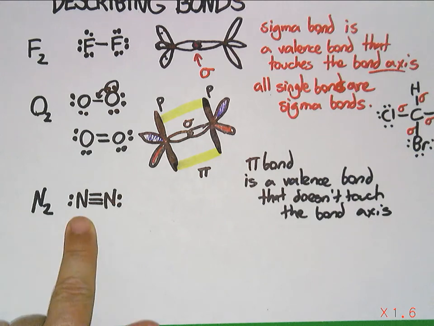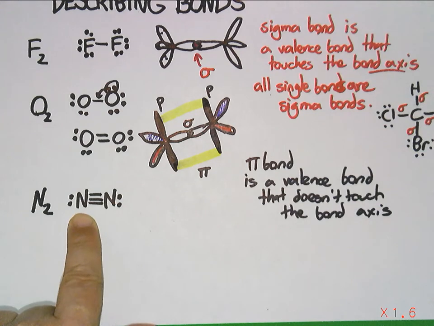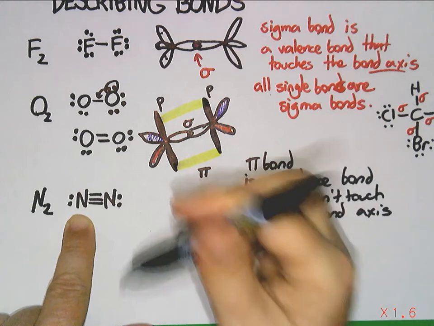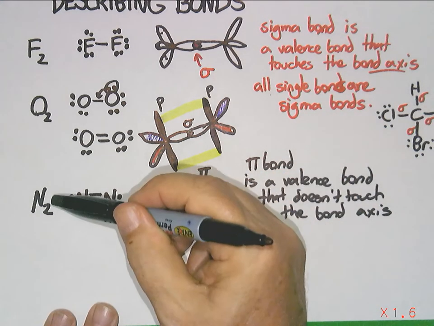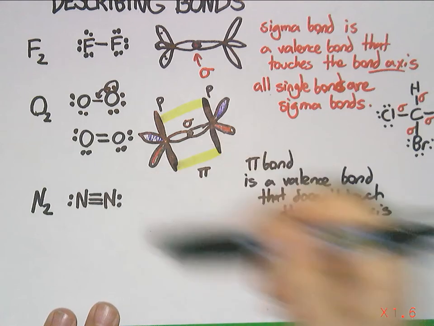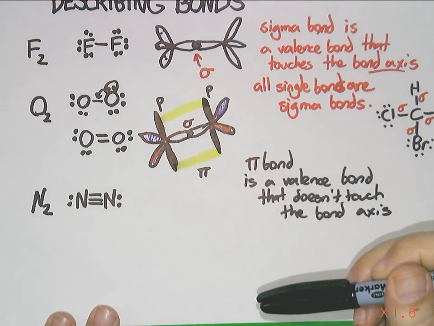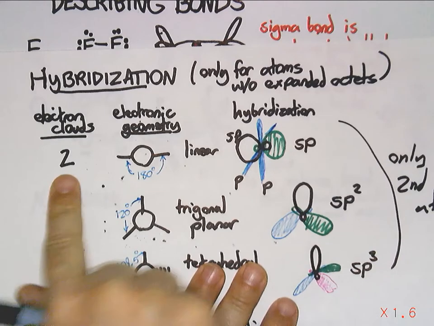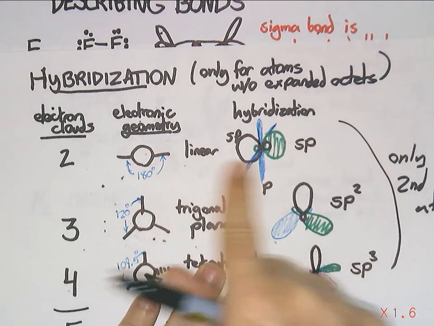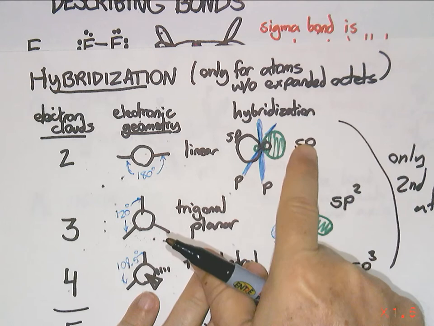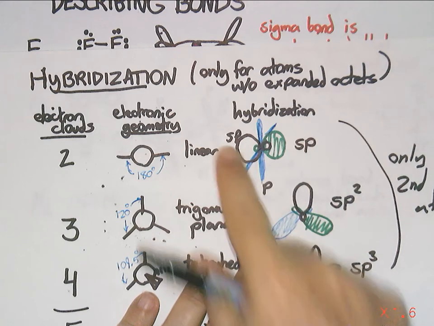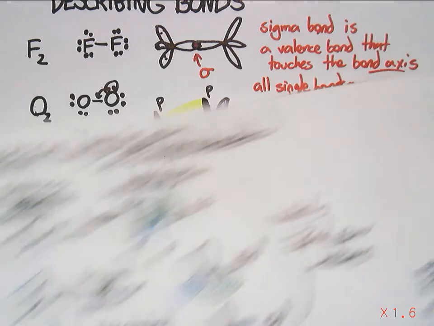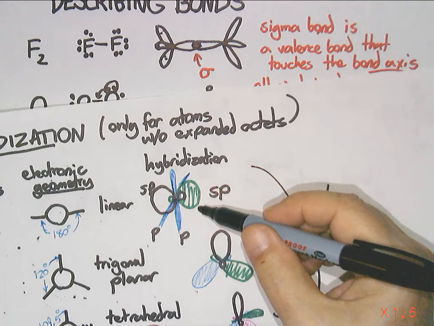Now, what kind of electronic geometry do you expect around the nitrogen? You should say linear because there's a lone pair here and there's a bond there. The triple bond will count as 1 electron cloud. So you have 2 things there, 2 electron clouds. So you'll have a linear electronic geometry. And you'll have an sp hybrid going this way and an sp hybrid going that way. So I'm going to draw this shape on top of each nitrogen atom.